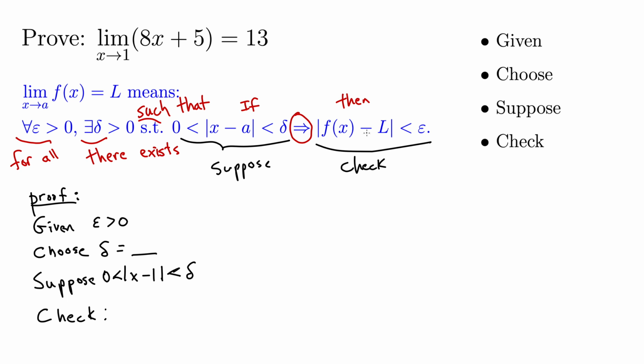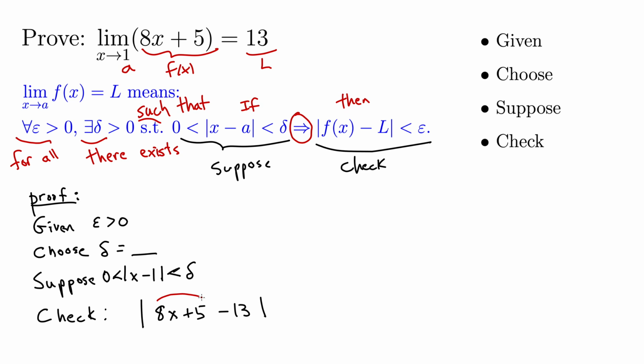So let's check it. So we have f of x minus L. Well, in our function, let's make sure we're okay with everything in the function. This x approaches 1, so 1 is a. This thing inside the limit is our f of x. And this 13 on the other side is our L, just to see where everything fits into this definition. Okay, so our check is we do the absolute value of f of x minus L. So we have absolute value of 8x plus 5 minus 13.